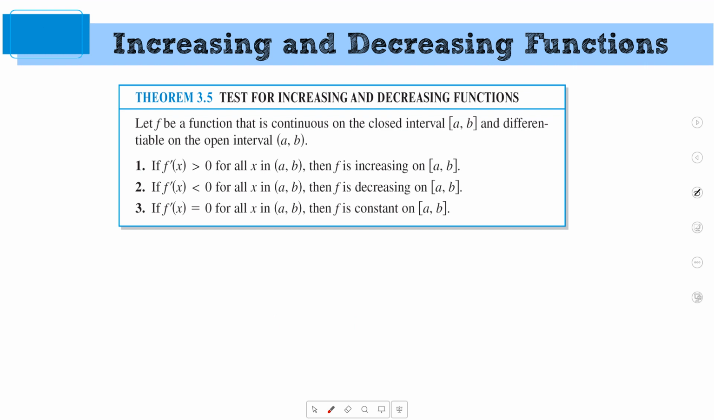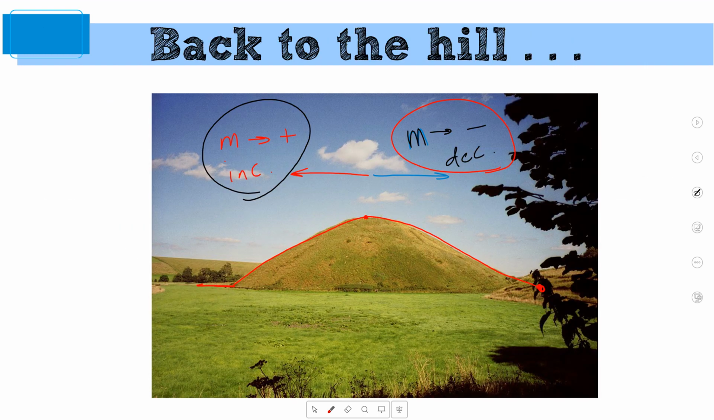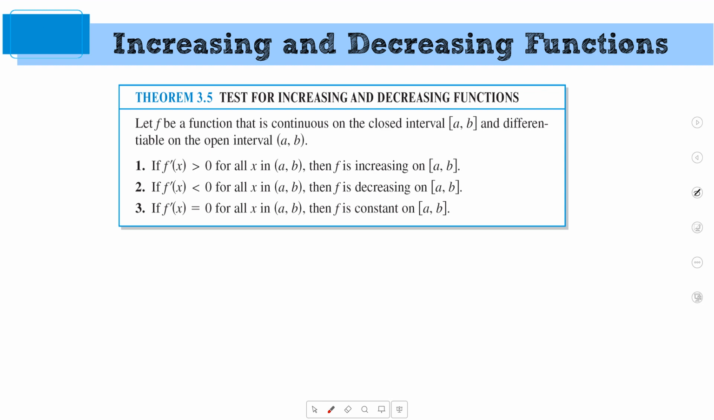This is really what I summarized on this picture. Pairing those two things up is summarized in this fancy calculus speak. If the derivative of the function is positive, in other words, the slope of the tangent line is positive, then the function's increasing. If the derivative is less than 0, also known as negative, also known as the slope of the tangent line, then the function is decreasing. If it equals 0, it's constant.